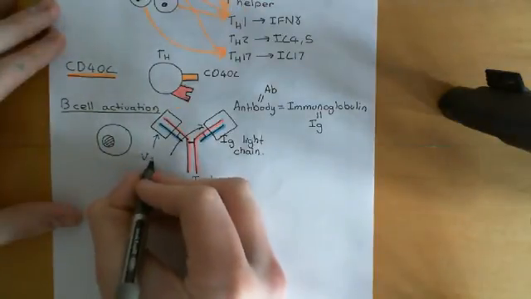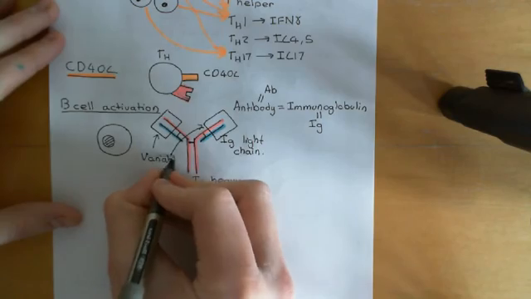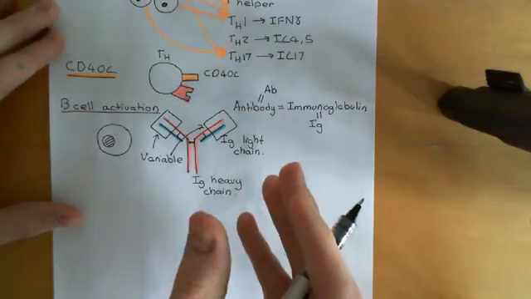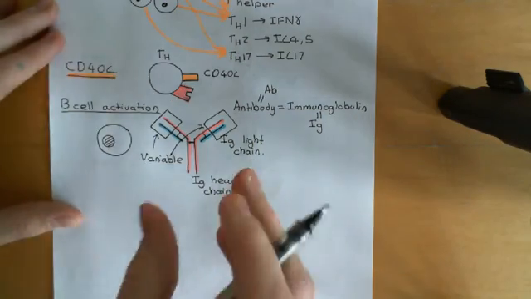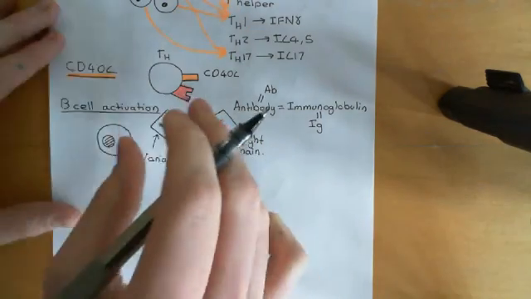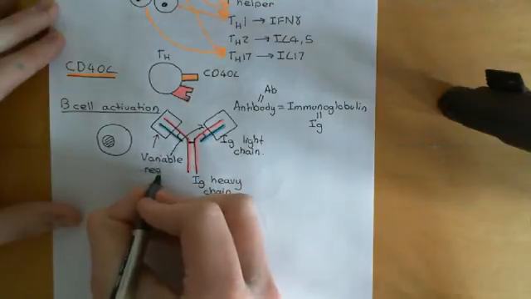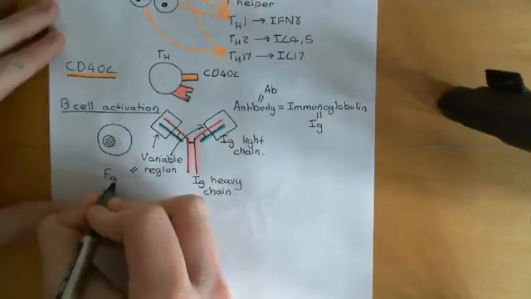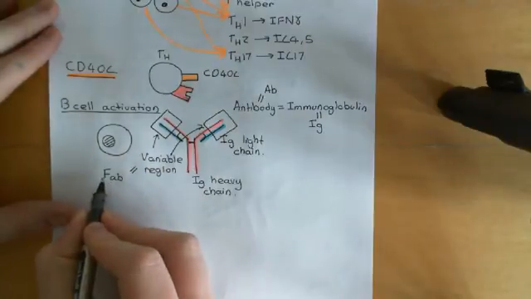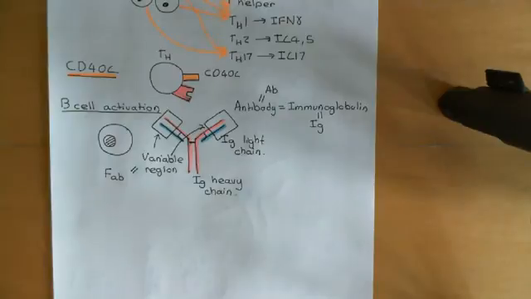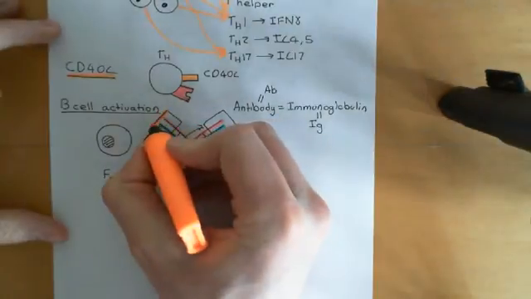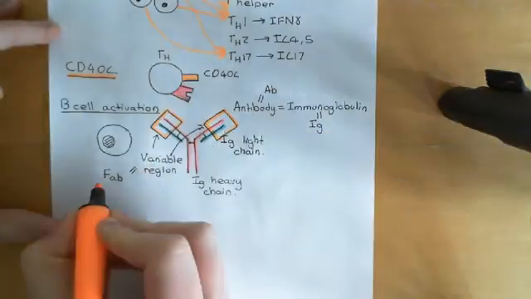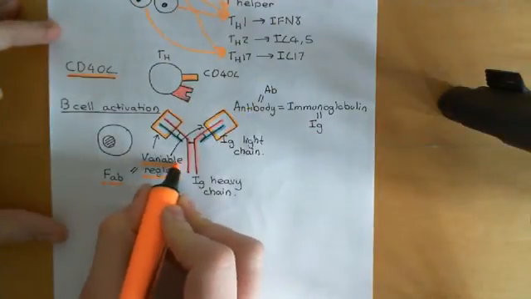These are known as the variable regions of the antibody molecule because amongst different B cell clones, they're going to be different basically. So different B cells are going to produce different antibodies, and the bit that varies is this variable region. Now the variable region has another name. It's also known as the FAB, standing for antigen binding fragment basically. I will highlight this antigen binding fragment in orange here. So we'll often refer to it as the FAB from now on.